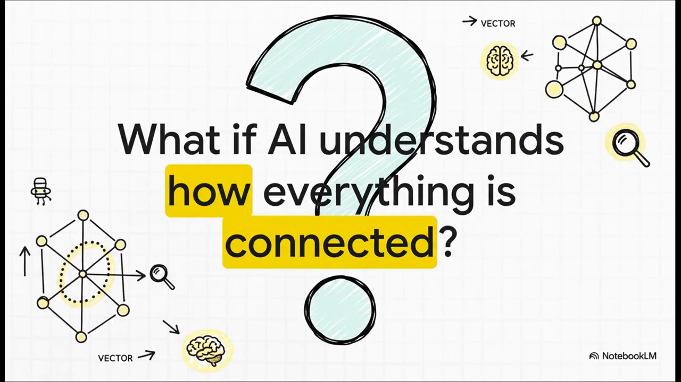And that leaves us with one final big question to think about. We're moving past just retrieving information. We're teaching AI to understand systems, to see context, to grasp dependencies. So what happens when our AI doesn't just know a list of facts, but it truly understands the intricate web of how everything is connected? That's a pretty exciting future.